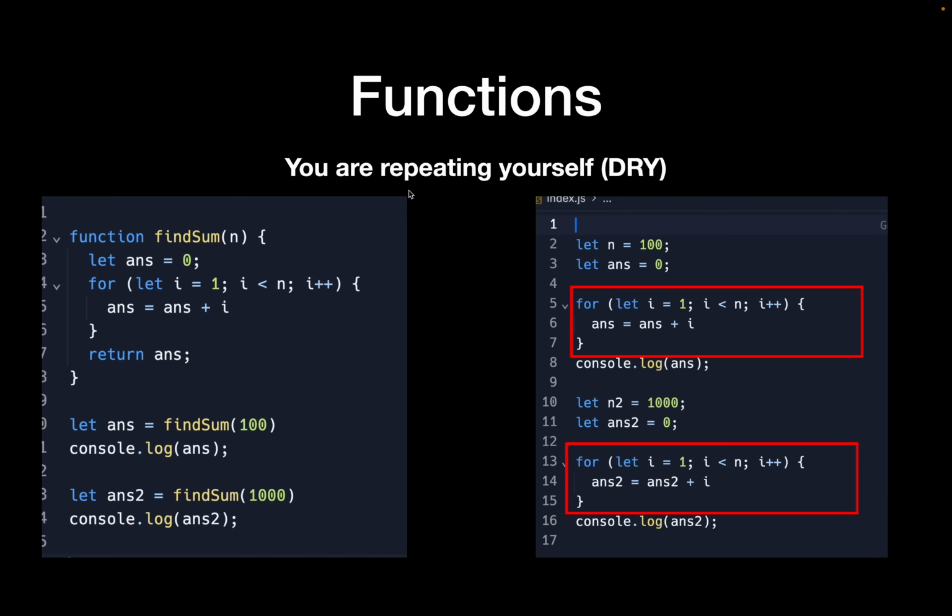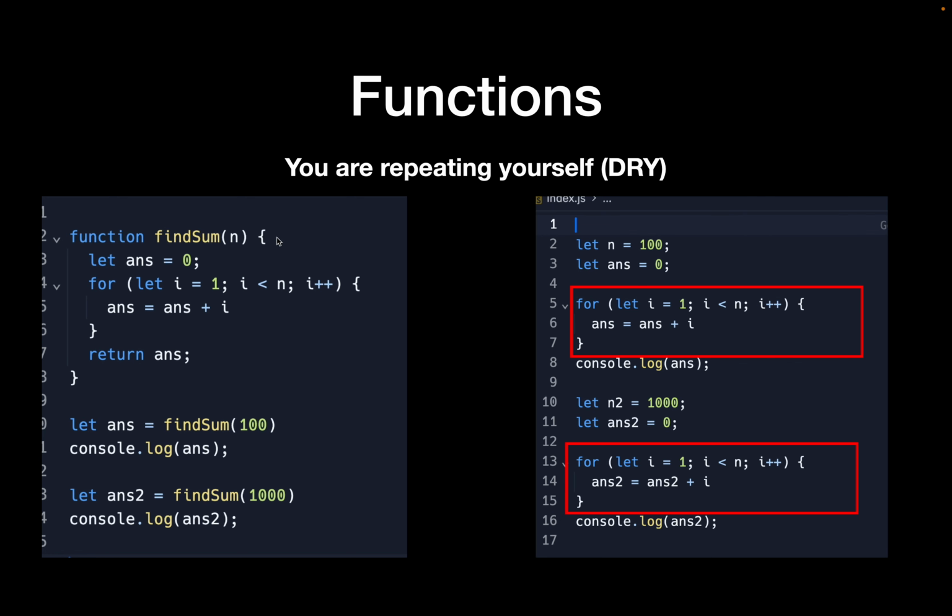Because you are repeating yourself on the right. You are rewriting these 3 lines of code twice. You are writing the same logic again. And there is a fundamental principle in coding which says DRY, don't repeat yourself. If you are ever repeating logic, you should put it in a function and then call that function again and again rather than repeating logic, which is exactly what we do here. This is why the code on the left is better.